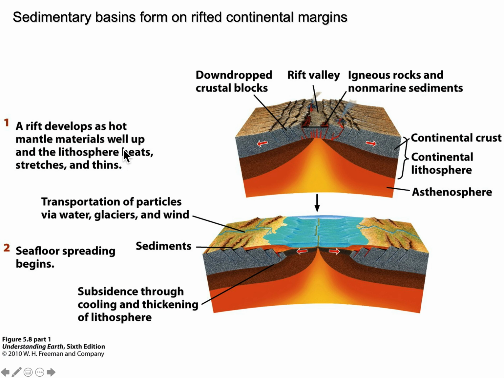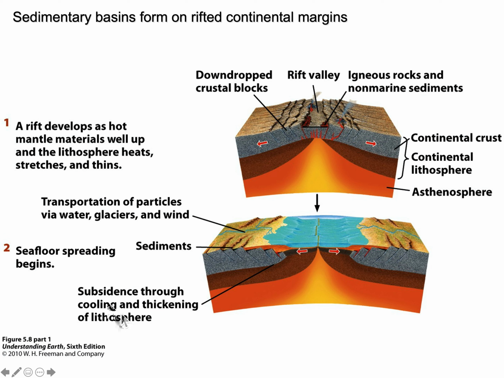So this rift is going to develop as hot mantle materials well up, going to rise, convect upward, here. The lithosphere is going to heat up, and it's going to stretch and thin out. As it stretches and thins out, the lithosphere above flexes downward. Transportation of particles via wind, water, and glaciers is going to bring material into this basin to accumulate as sediment. Also coming in and accumulating as sediment is going to be any biological material. Polar spreading, once this rift becomes exposed to marine water, is going to begin.